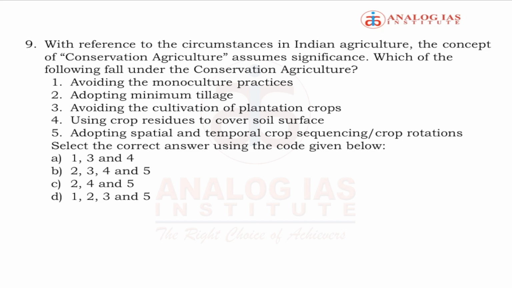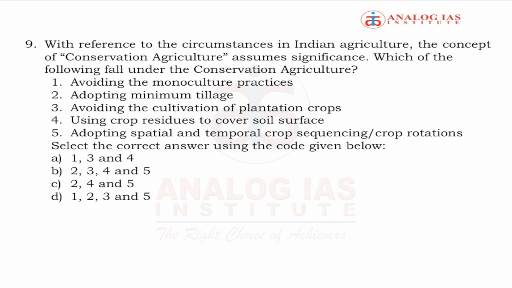The third statement says avoiding the cultivation of plantation crops, of course, because plantation crops are surplus in the case of nutrients, that is fertilizers, pesticides, and moisture or water. So avoiding the cultivation of plantation crops is a secondary aspect concerned with conservation agriculture here. Statement number 4 says using crop residues to cover the soil surface, yes, to prevent the loss of moisture, loss of organic substances, that is nutrients, and to conserve soil microbial life.